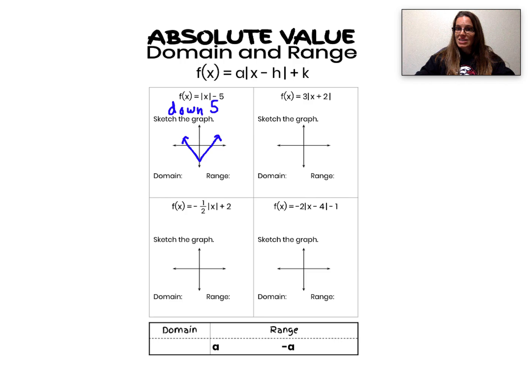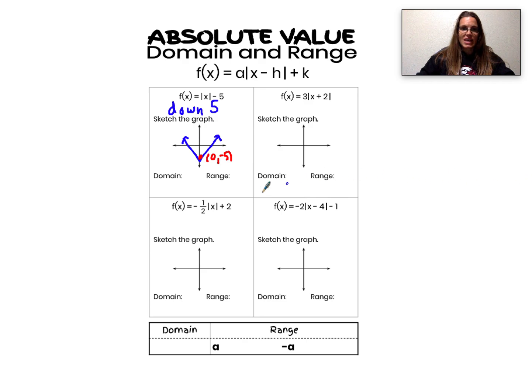Unless it says that you do not have to label the vertex for a sketch, I'm just going to label it because I think it's helpful to understand how we are identifying the domain and the range. Okay, so I shifted my parent function down 5. That means my origin went from 0, 0 to 0, negative 5. Again, it's not required to label the vertex. It's just helpful if you'd like to do that.